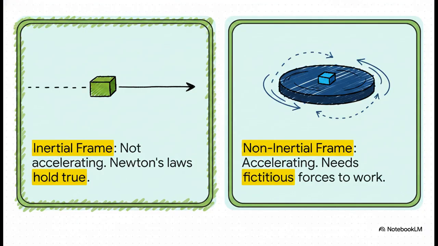Let's break it down. An inertial frame is just a fancy way of saying a viewpoint that's not accelerating. Maybe it's moving at a constant velocity, or maybe it's still. Here, Newton's laws work perfectly. A non-inertial frame, like our spinning disk, is accelerating. And to use Newton's laws here, we have to introduce these extra fictitious or inertial forces.